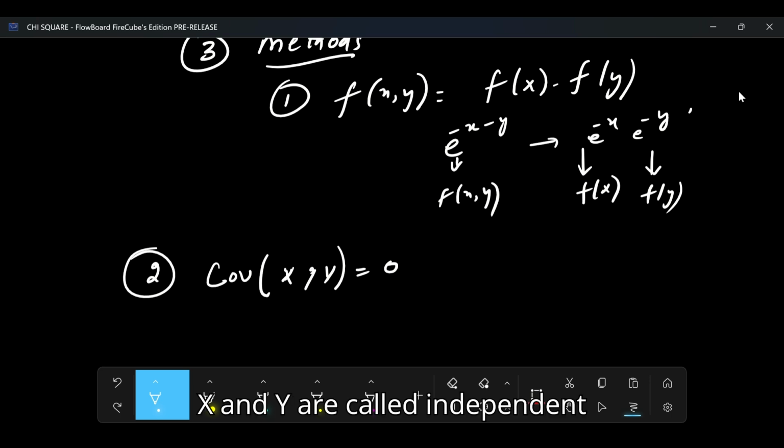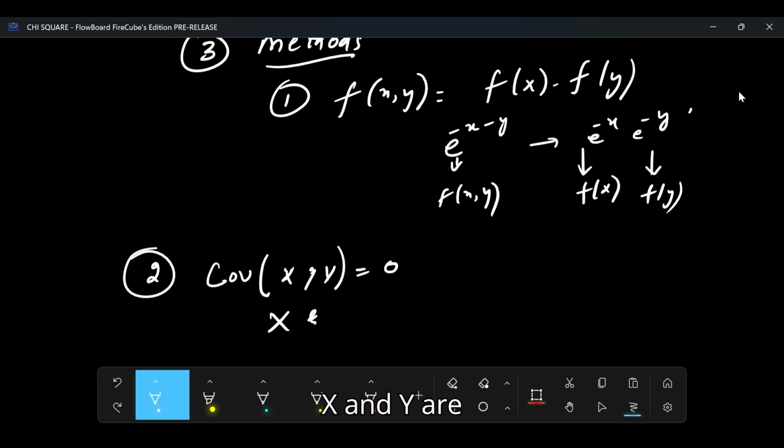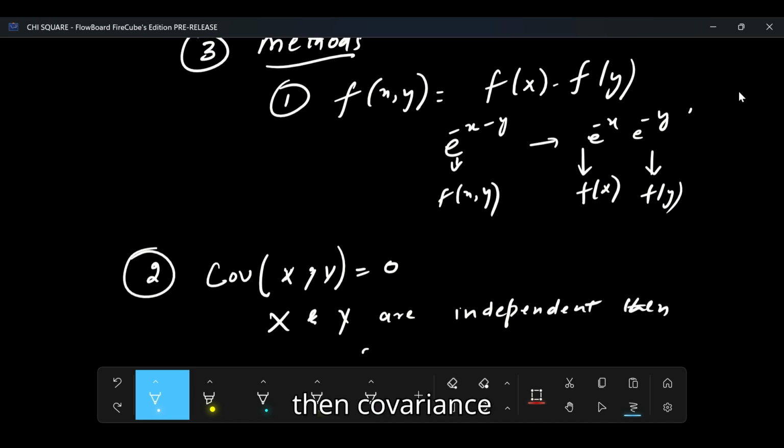If X and Y are independent, then the covariance will be 0. So if X and Y are independent, then covariance of X comma Y is equal to 0.